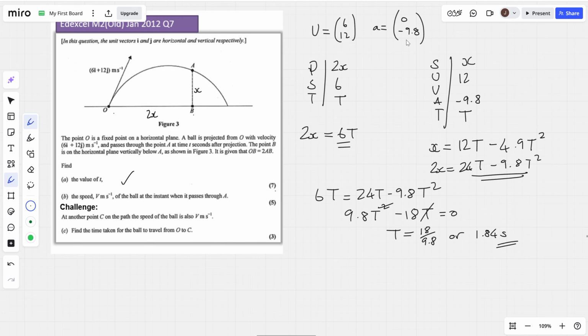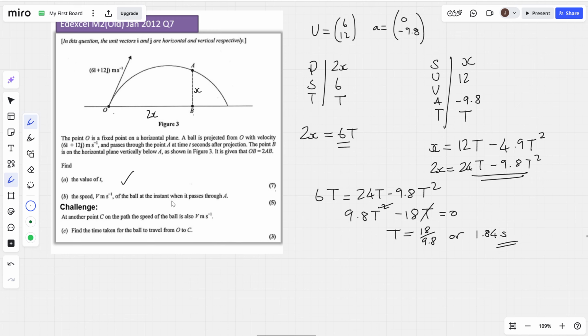So when you've got 2 bits of information in the SUVAT with the projectile, it's a giveaway that you've got simultaneous equations usually. That's what I'm going to say there. And personally, I think it's quicker to just break it into the i and j parts and bring them back together later if you need to.